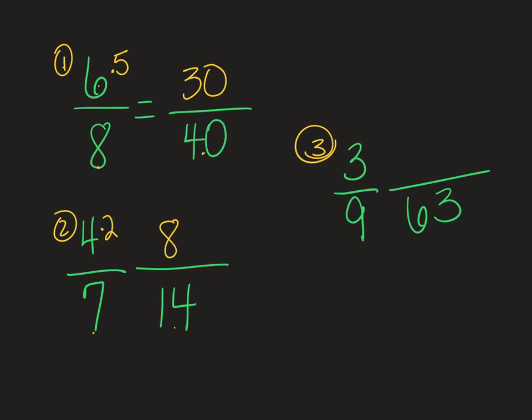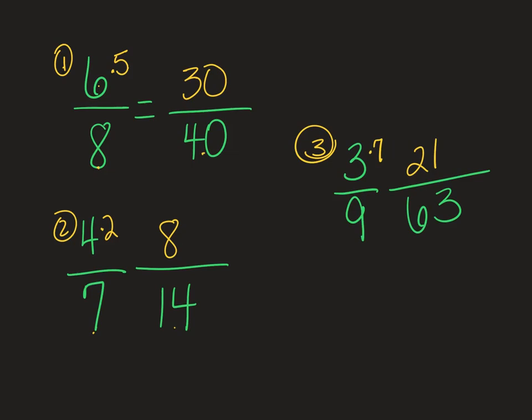This time, pause the video, try to do this one yourself, and then come back to it as I work it with you, okay? All right, 9 is a factor of 63. What can you multiply by 9 to get 63? 7. 7 times 9 is 63. So now you multiply your numerator and you get 21 over 63.